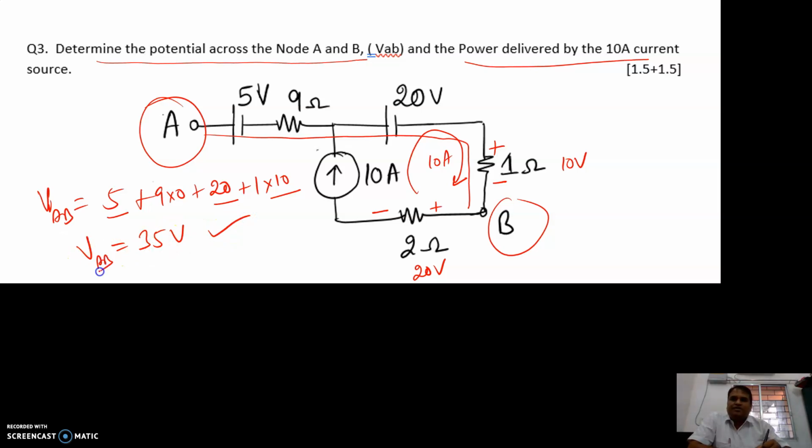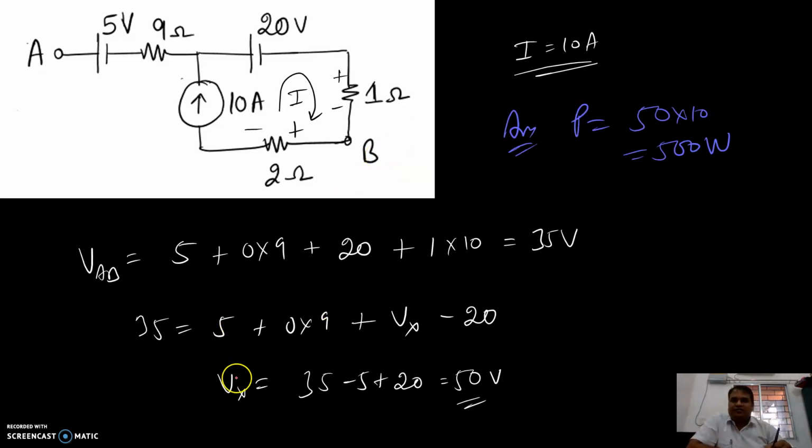This is VAB. Once we have the value of VAB, the next thing is to find the power delivered by the 10 ampere current source. For that you need the voltage across the 10 ampere source, that is Vx, and you can easily find it because you now have the potential VAB, or you can apply any other method to find Vx. Here we have just taken the value of Vx, and VAB is coming around 35 volts.